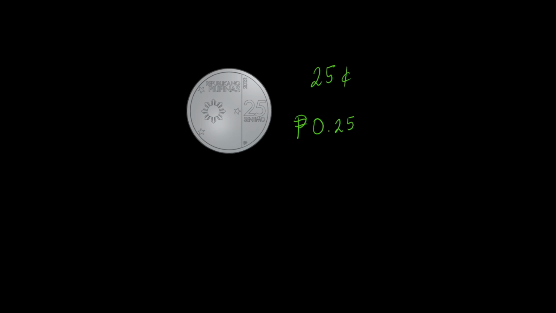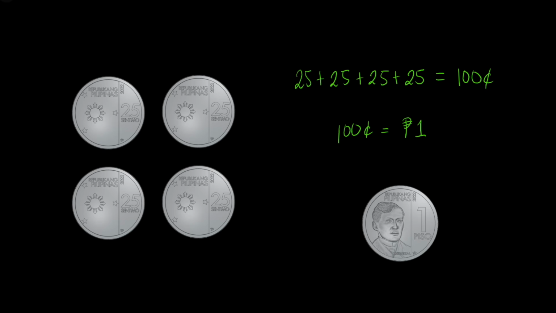Now, how about if I have 4 pieces of 25 centavo coins? Take note, we can simply add them. That would be 25 plus 25 plus 25 plus 25, which is also equivalent to 100 centavos. So 100 centavos is equivalent to 1 peso, or this particular 1 peso coin.